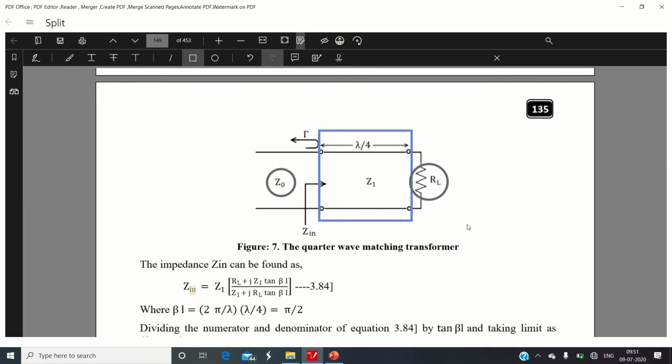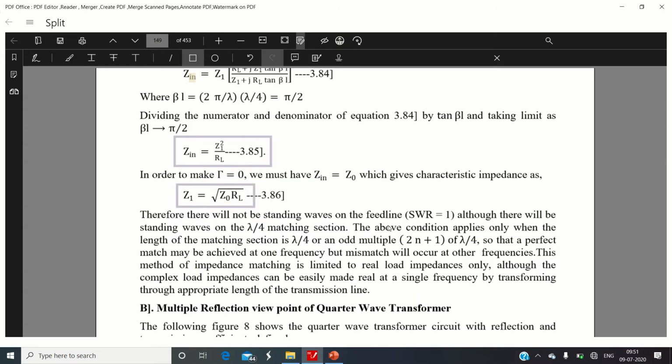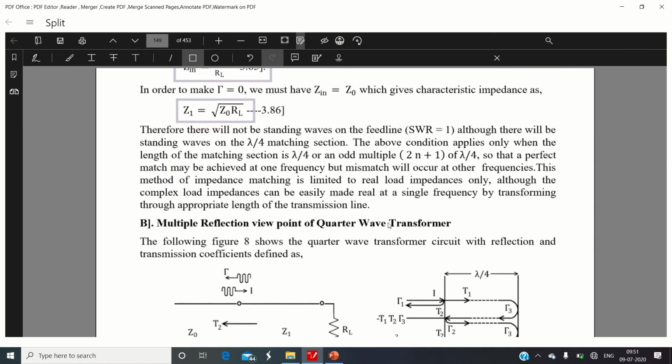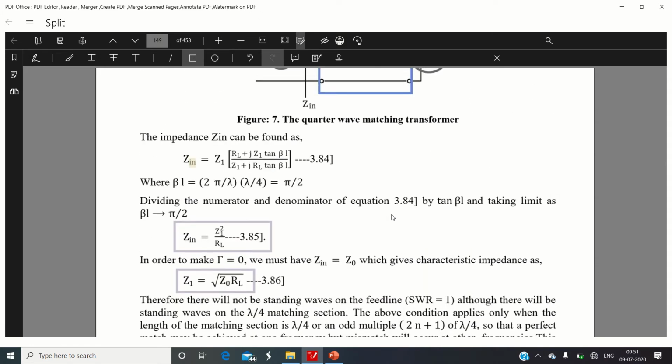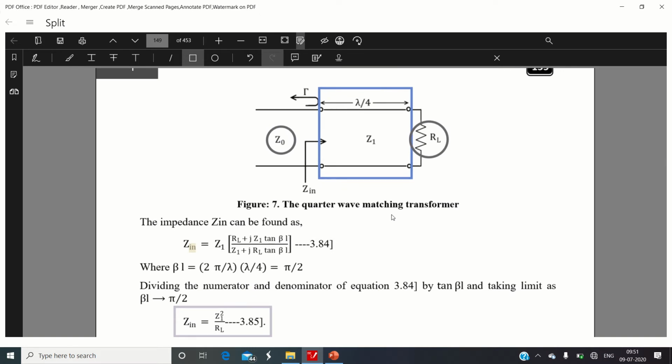On the other hand, when we have only the real value of load impedance, it won't be a difficult issue for us to make use of this quarter wave transformer technique, right? So here we saw the basic underlying theory. What do we mean by quarter wave transformer matching and why it is used? And we also saw what the limitations of this quarter wave transformer technique are, right?